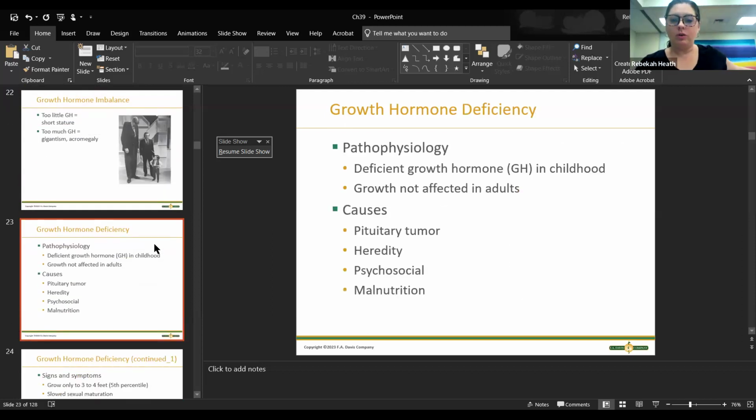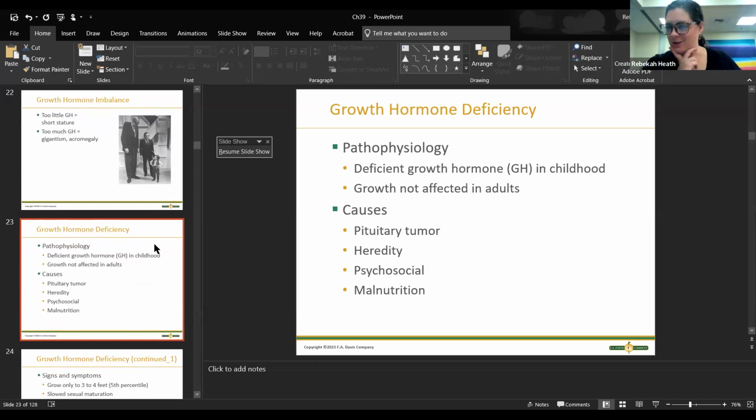So growth hormone deficiency means you don't have enough. If your growth hormone is deficient in childhood, it's going to mean that you're pretty short. When you're an adult, it doesn't actually affect your growth or your height or stature. It can be caused by a pituitary tumor, it could be hereditary, psychosocial, maybe malnutrition.